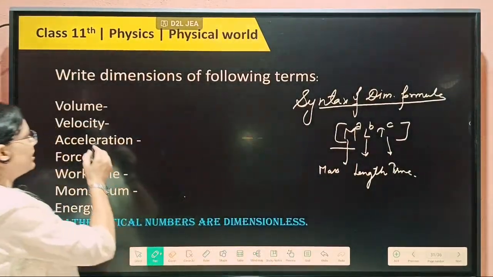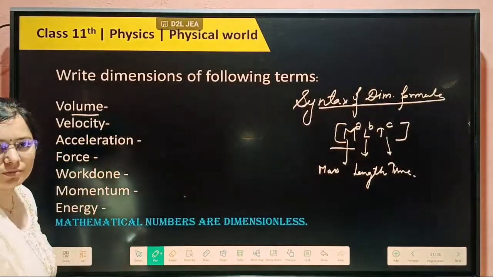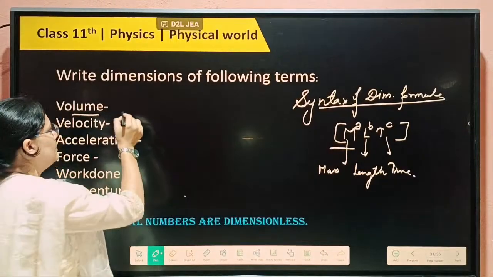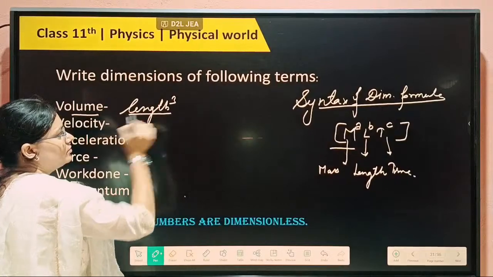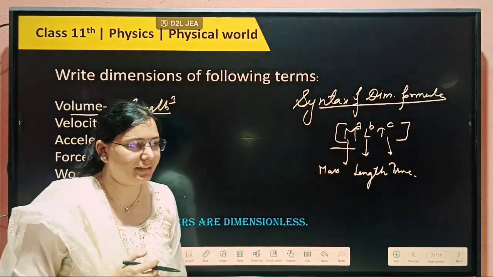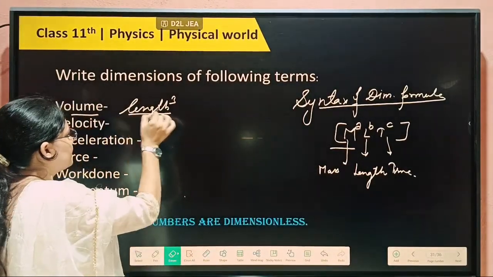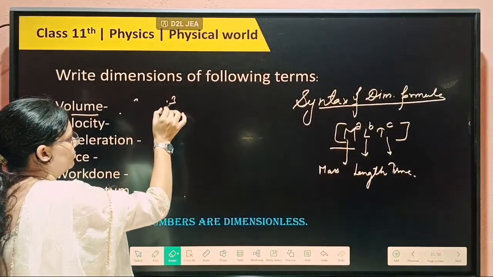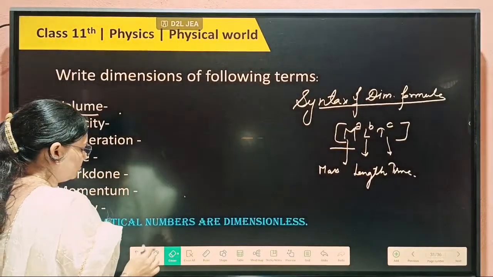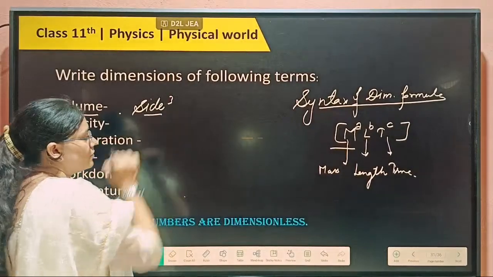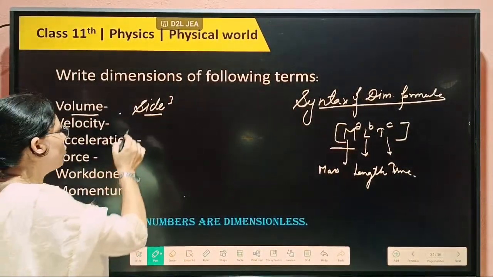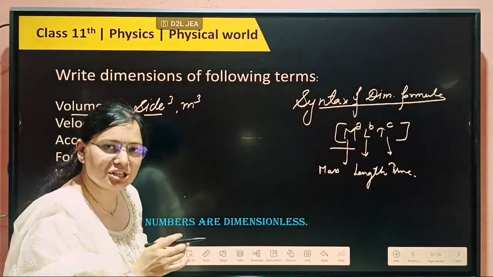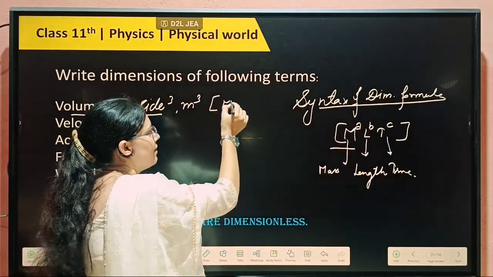Okay, so now let's start with an example. The first quantity written here is volume. We know volume is side into side into side, so we can write volume as the cube of the length, that is length into breadth into height. The side can be length, breadth and height. So volume means side cube. Meter cube will be its SI unit. So we can write the SI unit, and dimensionally we can write the dimension formula of this as M, L, T.